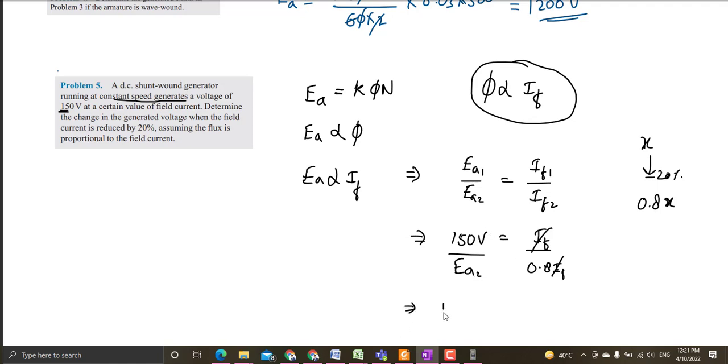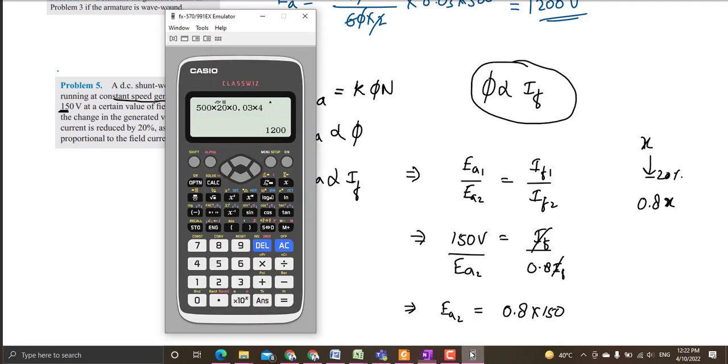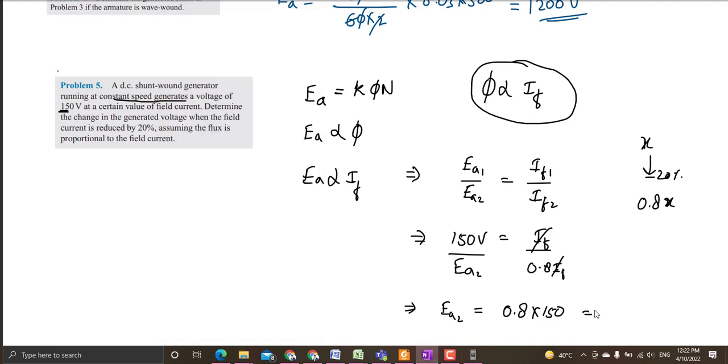So the new EMF generated, EA2, would be 0.8 times 150, which is equal to 120 volt. So this is our answer.